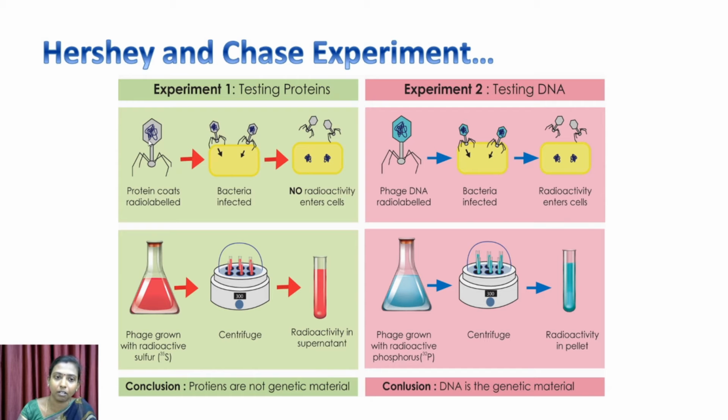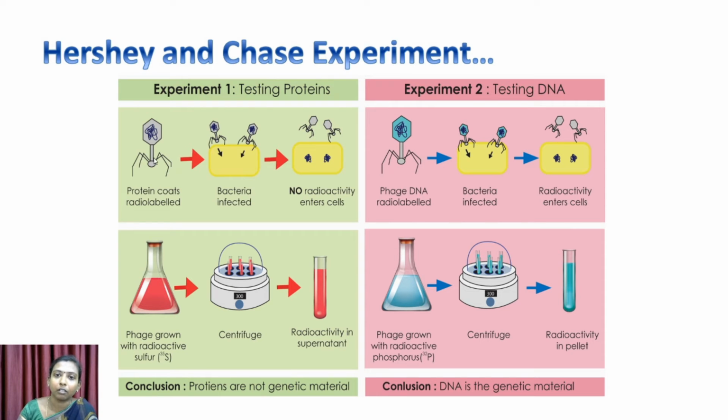After adding the sulfur and phosphorus, since radioactive sulfur is added, the protein is made radioactive because protein is a sulfur-containing component. By adding the radioactive phosphorus, the DNA is made radioactive because DNA is of course a phosphorus-containing component.